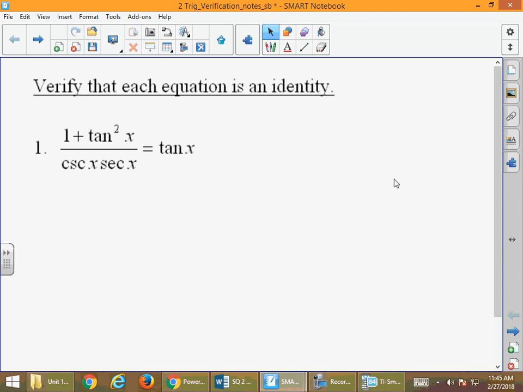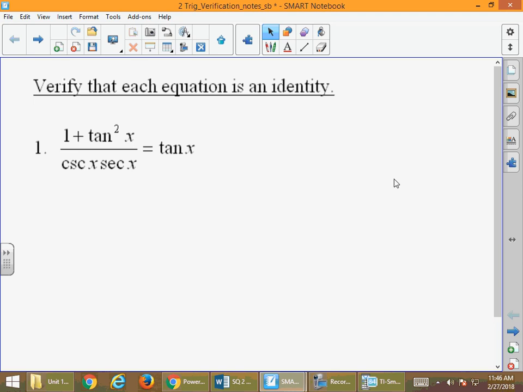Today we're talking about verifying more equations that are identities. And these ones are a little bit more complicated, but again, it goes back to: do you know the Pythagorean identities? Do you know your reciprocal identities? Do you know your quotient identities? In particular, I started with Pythagorean identities because as I look at this problem of 1 plus tangent squared x divided by cosecant of x times secant of x, my question is, do we have an identity that goes with our numerator, the top of the fraction, 1 plus tangent squared of x?